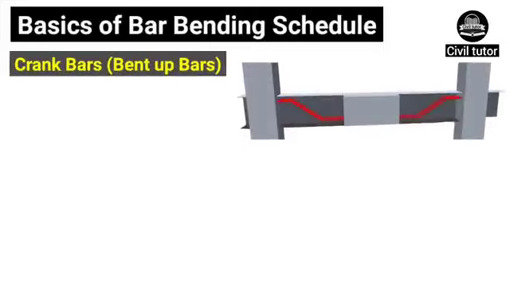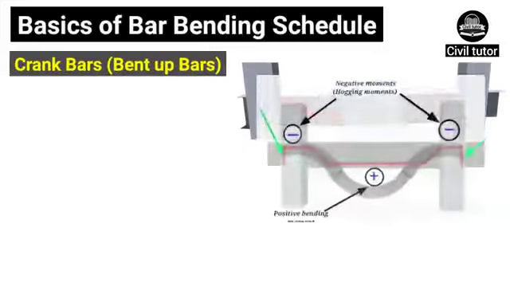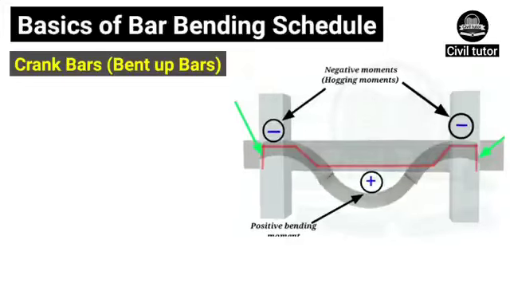The next topic is about crank bars or bent up bars. Cranked bars are those bars which can resist negative bending moment or simply hogging moment. Bent up bars are provided in slabs as well as in beams, since these members are subjected to tensile stresses.